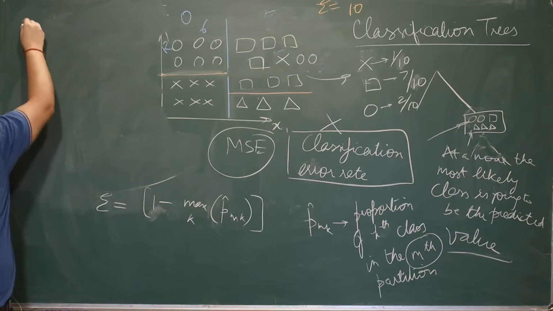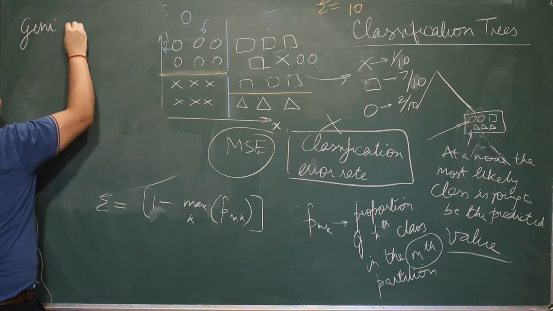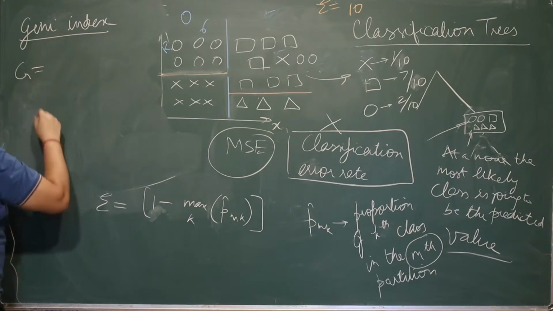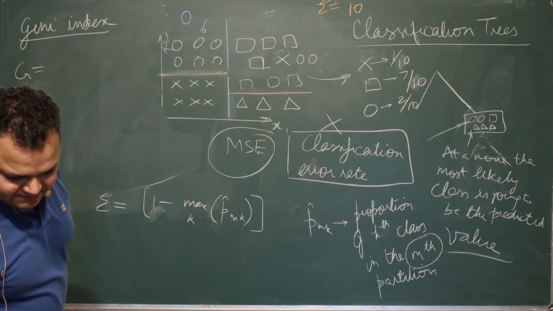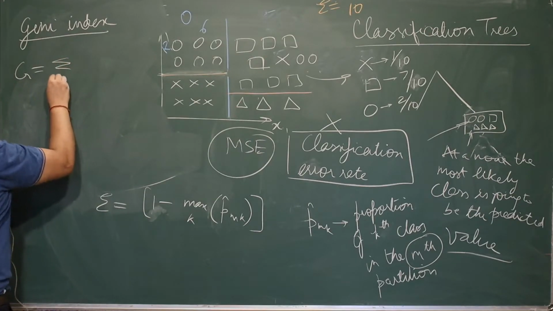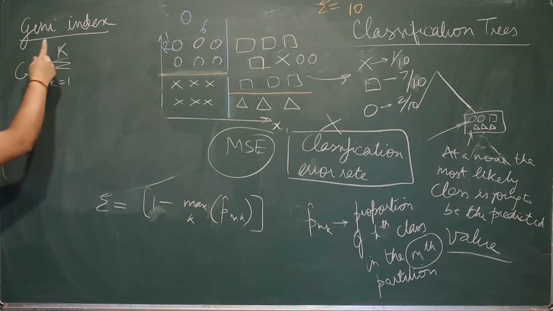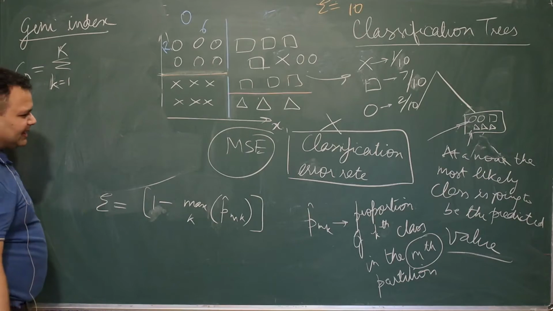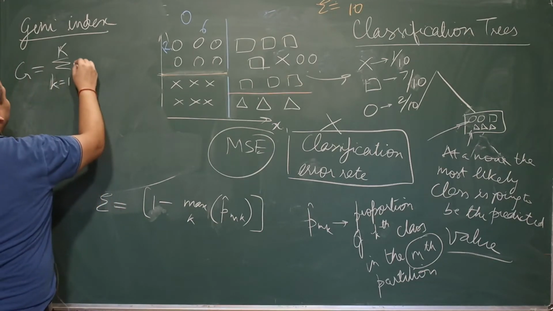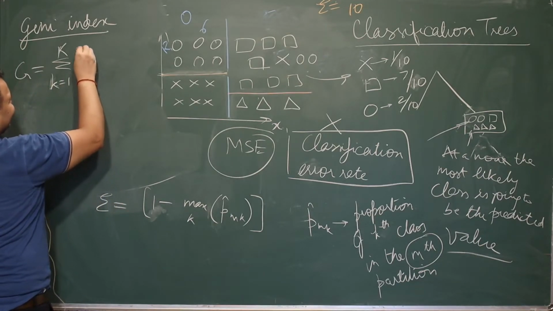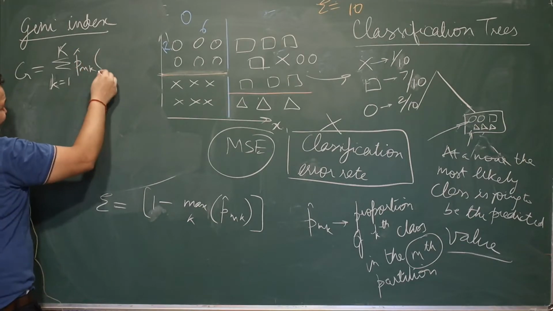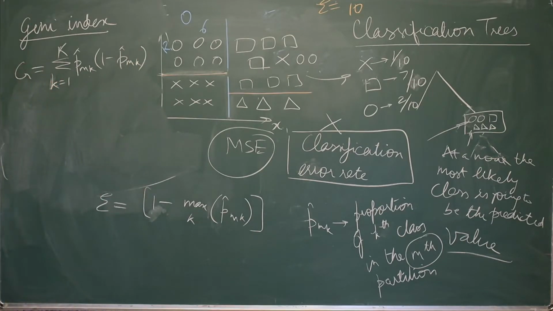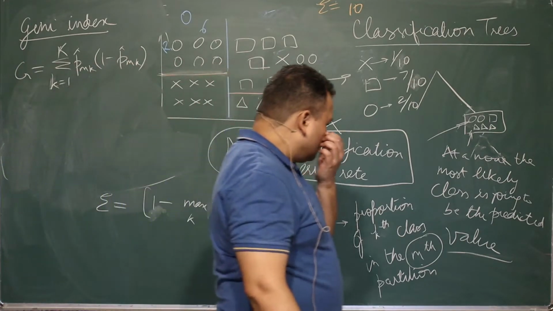Which is Gini index. Okay, and the definition of Gini index is sigma k is equal to 1 to K. You have capital K classes. Small k goes from 1 to capital K, and proportion of kth class in the mth partition, p_mk, into 1 minus p_mk.